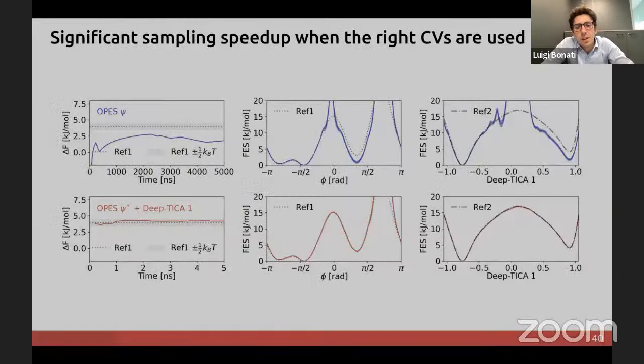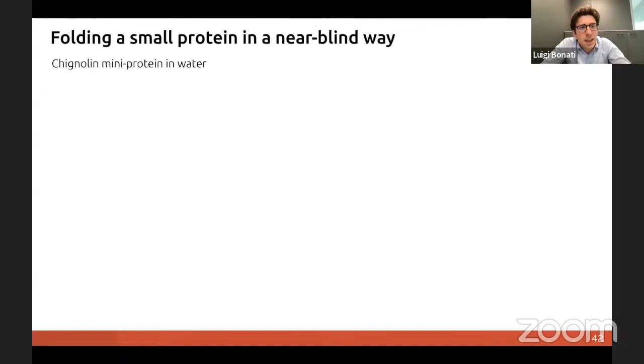Another example, a more complex one, regards the folding of a small protein. Here we studied the chignolin mini protein. This is one of the smallest proteins that has a folded structure.